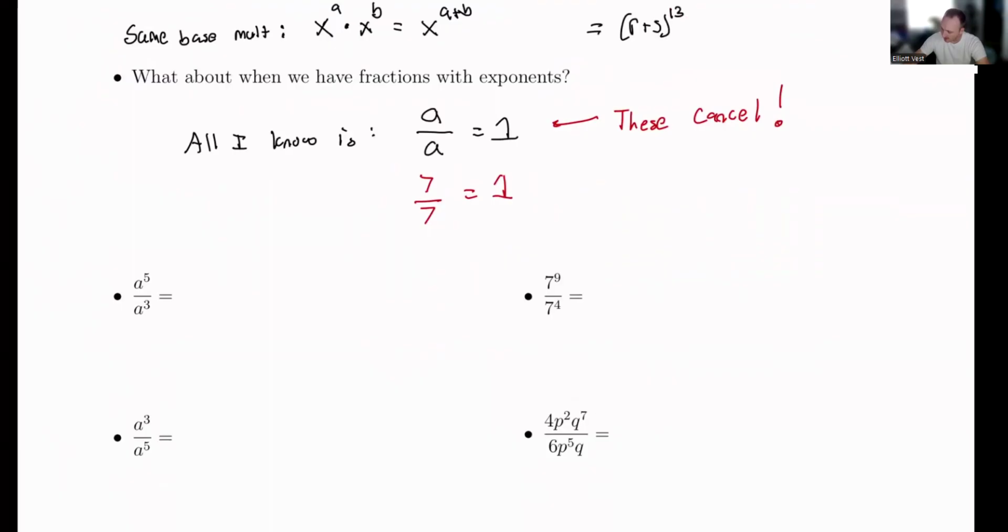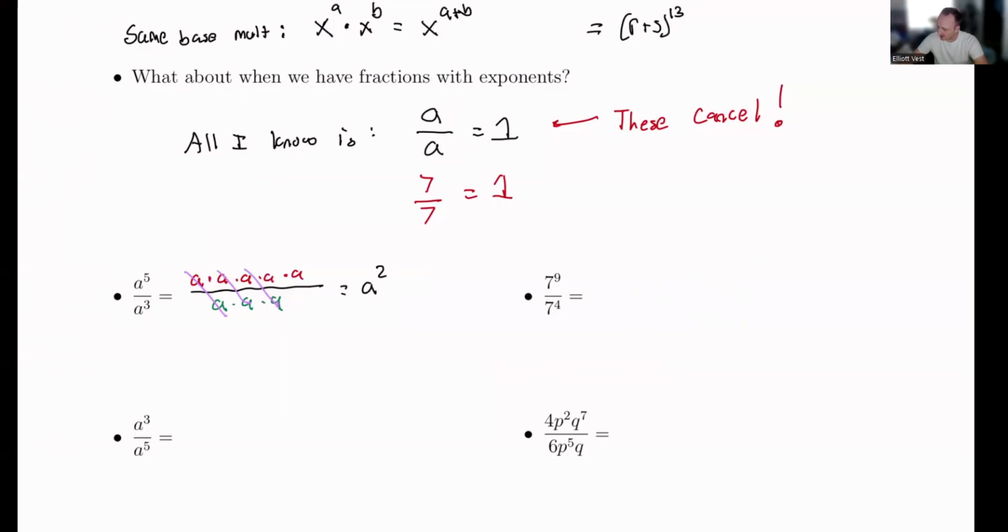So what do I have here? I have on the numerator, a times a times a times a times a. In the denominator, I have a times a times a. And I only know one thing. For fractions, when I have an a in the numerator and an a in the denominator, or something in the numerator and the same thing in the denominator, they cancel across multiplication. Cancel, cancel, cancel. I'm left with a times a in the numerator, or a squared. Nice.